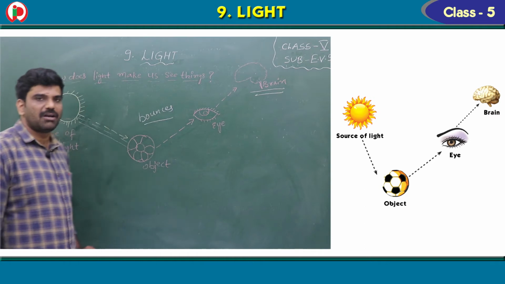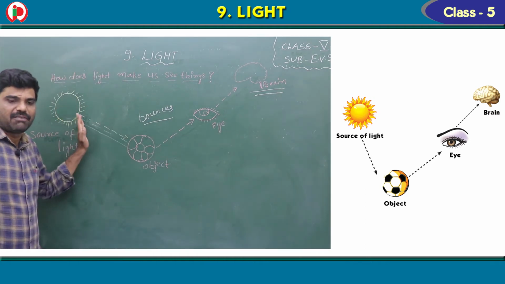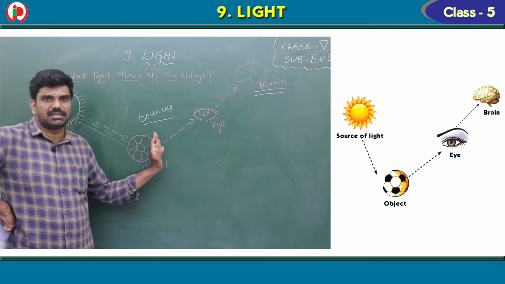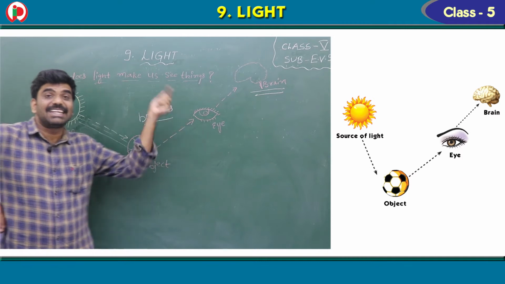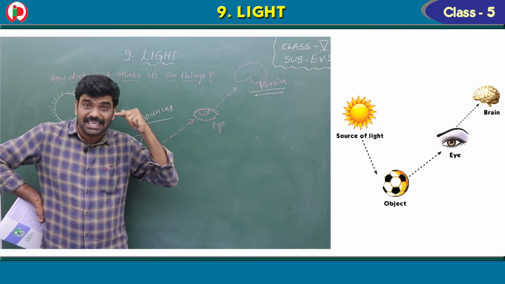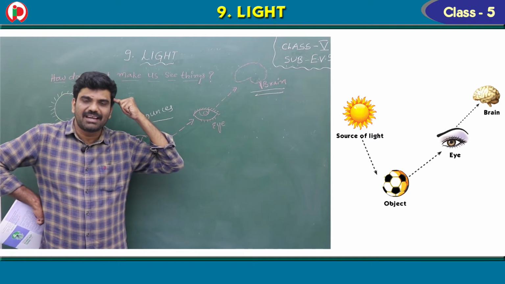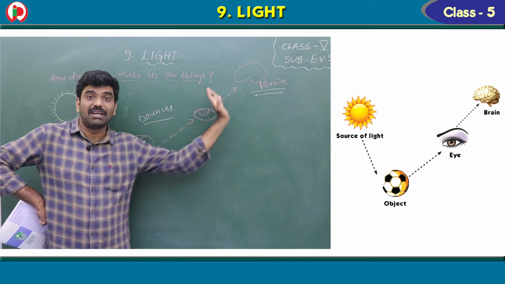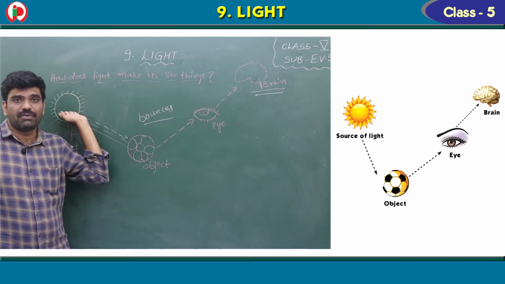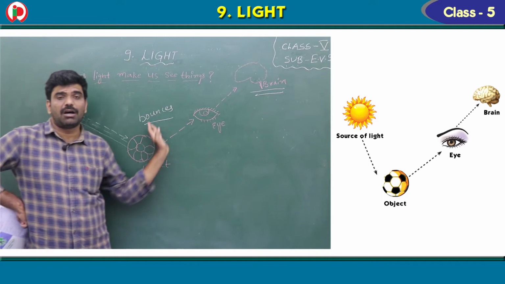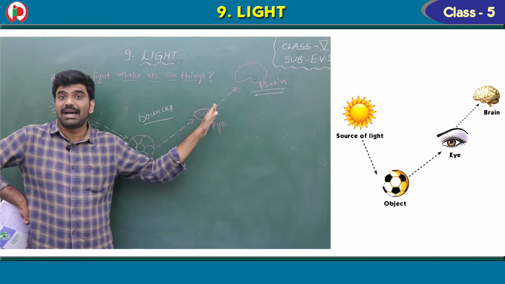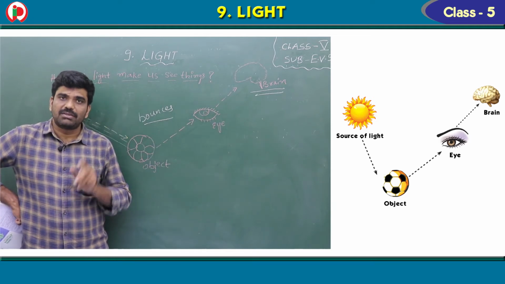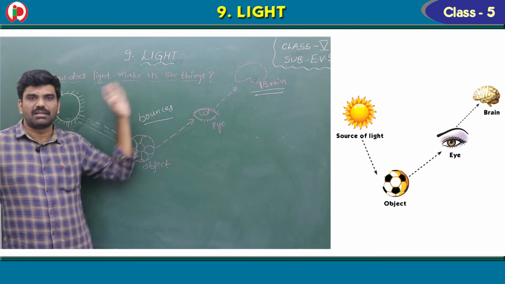How are we able to see the object? Once again, I am telling. Whenever the light falls on an object, it bounces from the surface of the object and enters into our eyes, and our eyes sense it and give a message to the brain, and the brain will tell what the object is. This is how the pathway goes from the source of light to the object, from the object to the eye, and the eye senses it and we can observe. So this is how the pathway is going on.